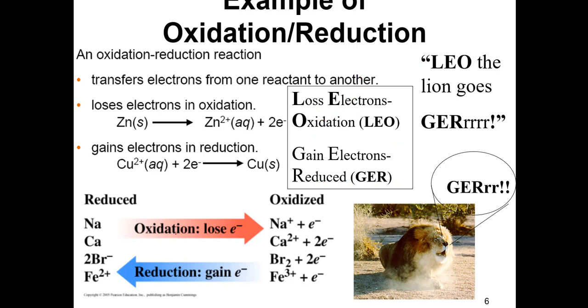So here are more examples. Now, this right here that I'm circling is called a half reaction.